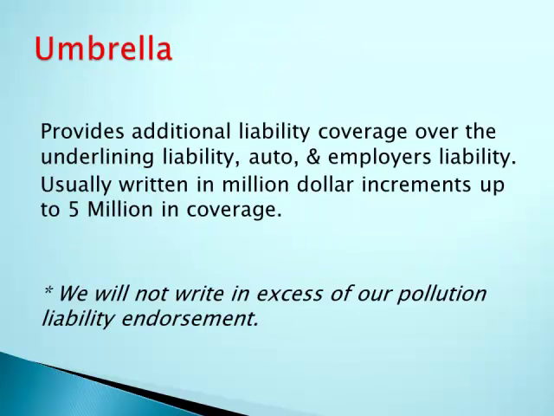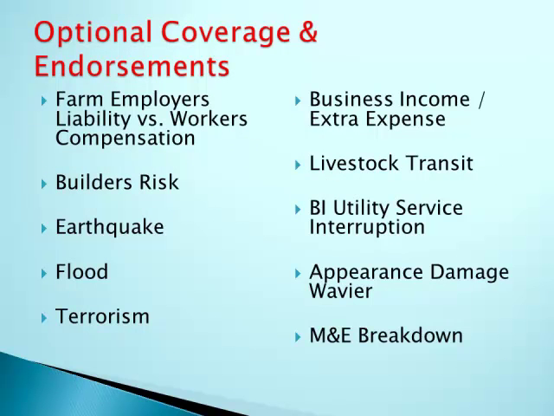So, the umbrella coverage provides an additional liability coverage over your underlying auto liability and employer's liability. It's usually written in $1 million increments up to $5 million. We will not write in excess for our pollution liability endorsement. All right. The next one is some optional coverages and endorsements that we offer.